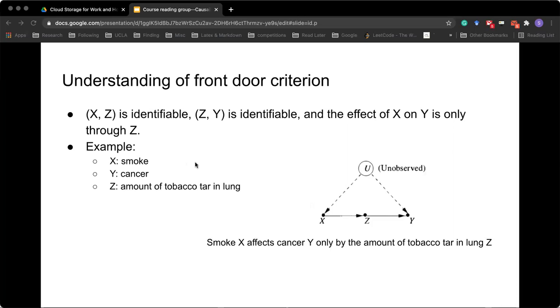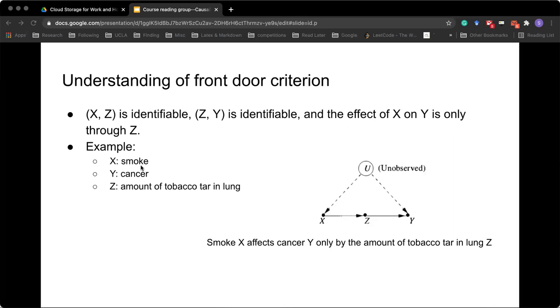But there's another example to help us understand the front door criteria. Suppose X is smoke and suppose Y is cancer. Okay, if we don't observe any other variables, we just have X and Y, we know that the causal effect between smoke and cancer is not identifiable. However, if we have some knowledge, and suppose this knowledge is true, the knowledge is that the smoke X affects the cancer Y only by the amount of tobacco tar in a person's lung. And the amount of tobacco tar in the lung is the variable Z.